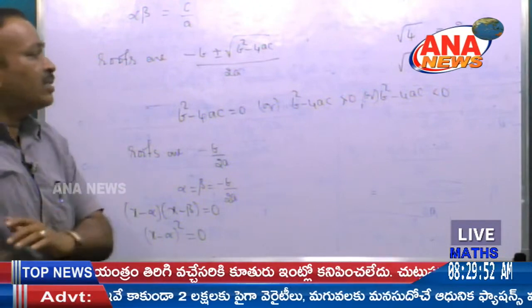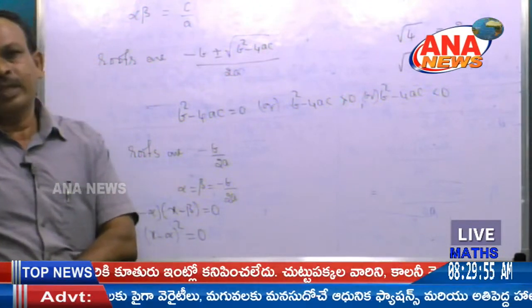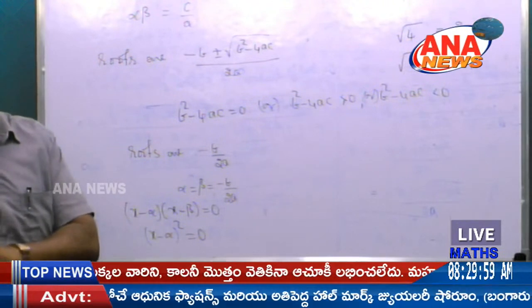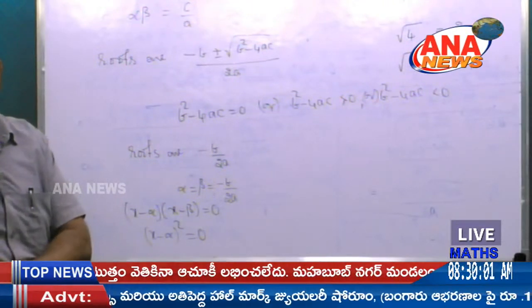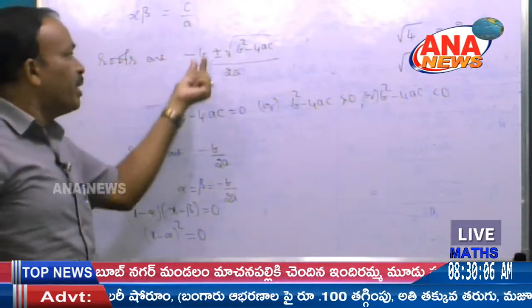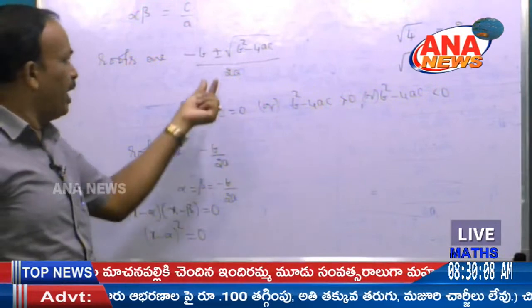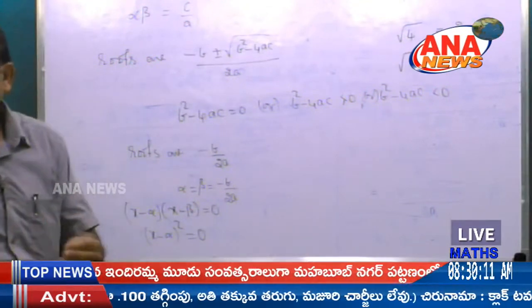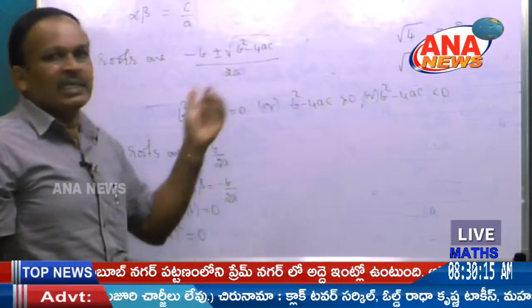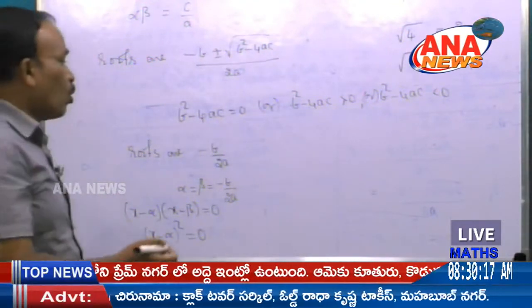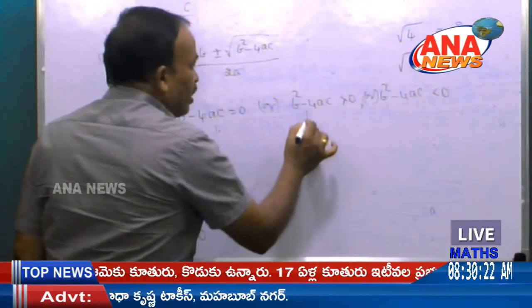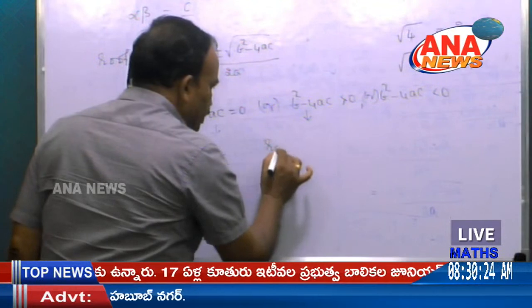Now, b square minus 4ac greater than 0. That is, the discriminant is positive. Then one root is minus b plus something by 2a, and the other root is minus b minus something by 2a. So the roots are different. In the earlier case both roots are equal; in this case the roots are distinct.